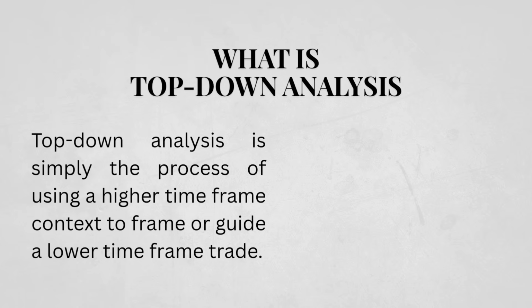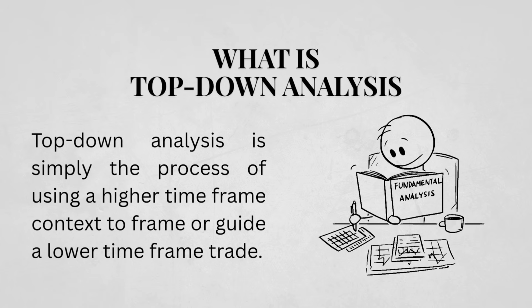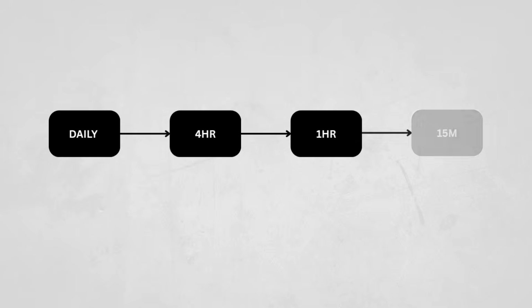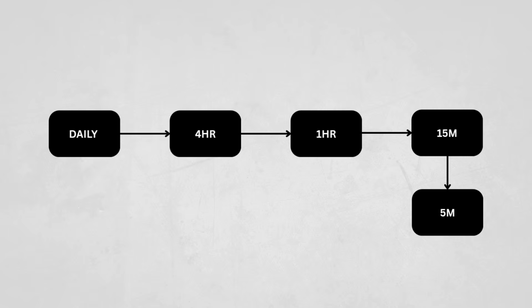Top-down analysis is simply the process of using a higher time frame context to frame or guide a lower time frame trade. Most times the market is already telling us a story, but it's only when you truly understand top-down analysis that you can fully grasp the storyline behind price movement, which means you have to use the story the daily chart is telling you to clearly understand the story the 4-hour chart is telling you. And that in turn helps you understand what the 1 hour, 15-minute, and 5-minute charts are also saying.